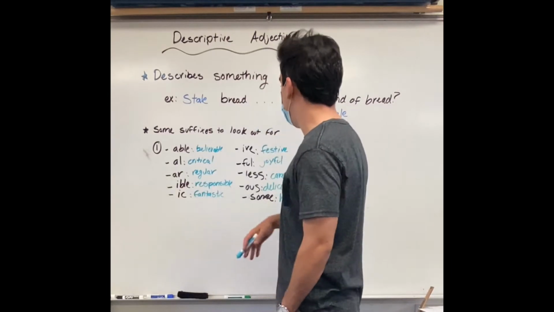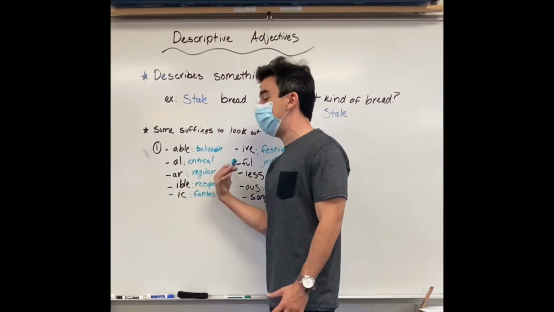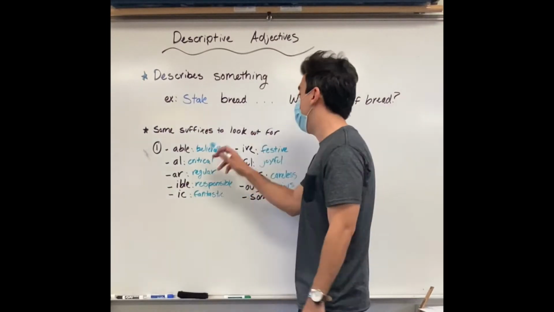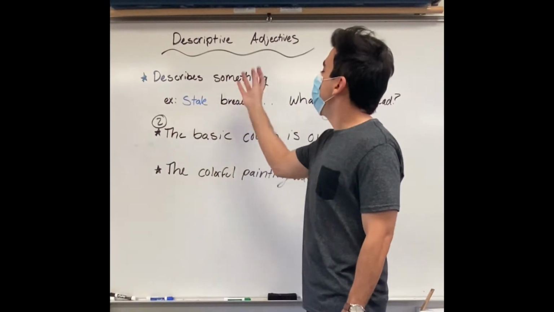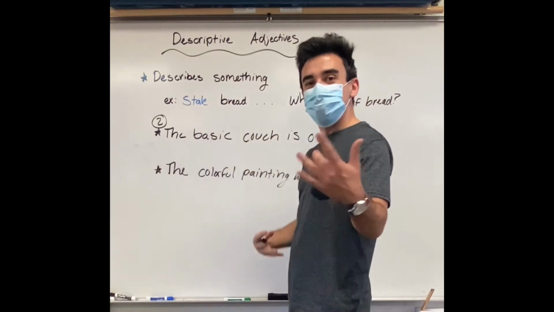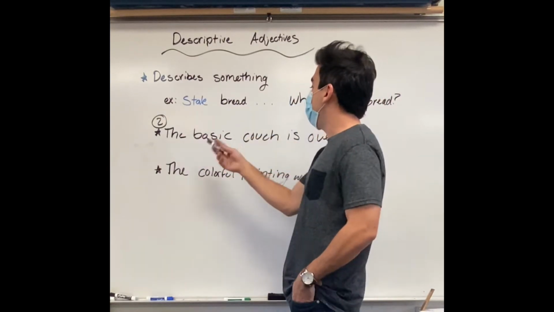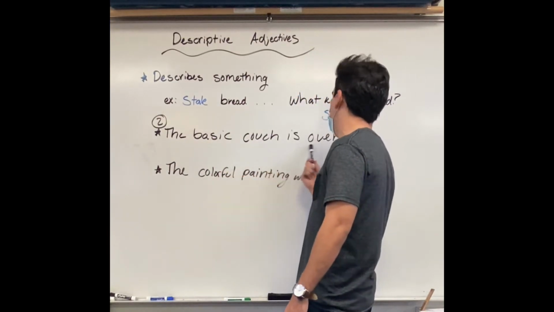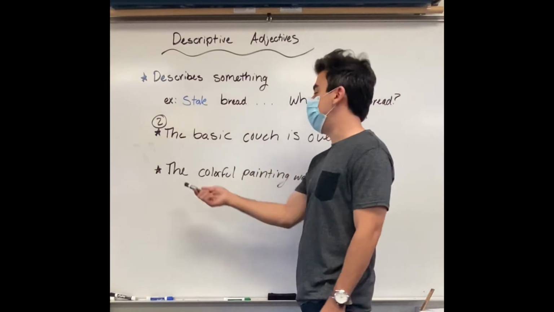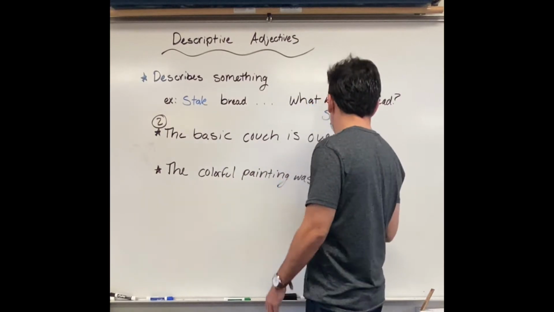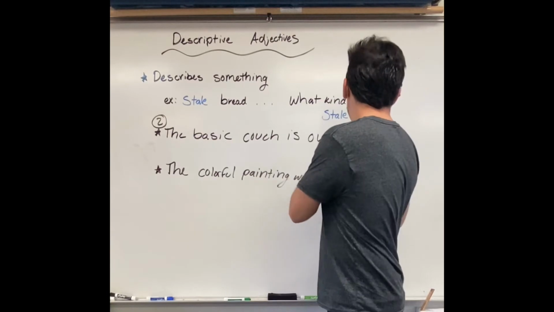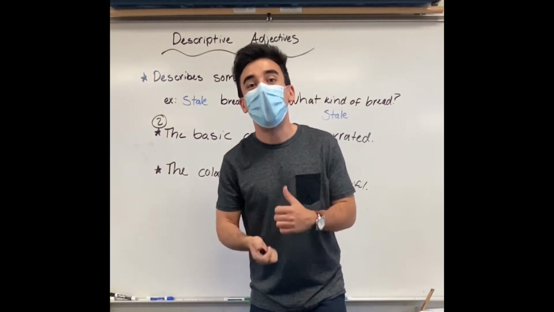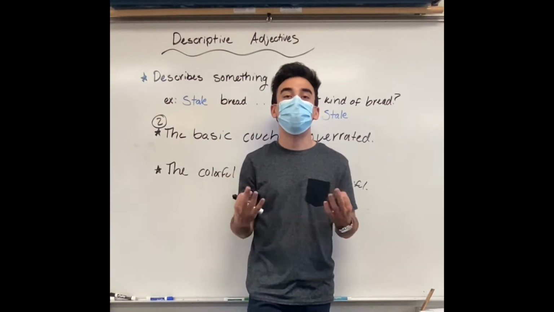All right, so I'm going to get this away and put a sentence on the board with a descriptive adjective, and I want you to locate it. Voila! Our last question that you're going to respond to is, you're going to identify the descriptive adjective. Our first sentence is, the basic couch is overrated. Our second sentence is, the colorful painting was beautiful. So make sure you send me a Google email with those two answers as well. I'm going to give you some time to answer it in 3, 2, 1.